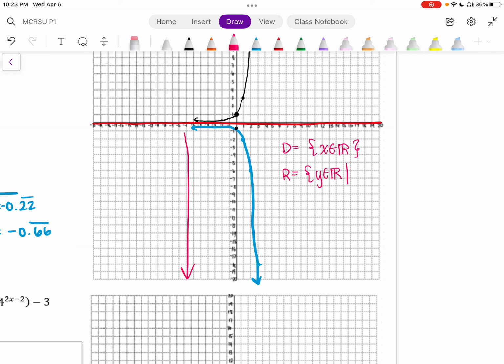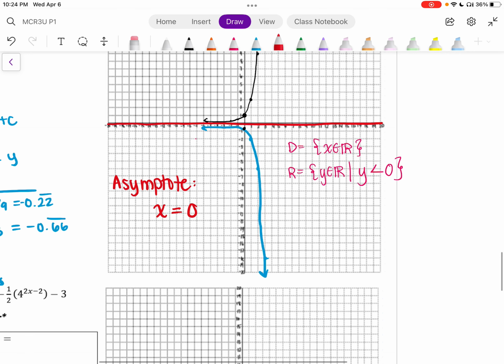right? So that means that y is always going to be less than 0, because it can't ever touch 0. 0 is the asymptote. So the new asymptote, or the same asymptote, is x equals 0, right? It'll never touch it, but it'll get very, very close. So y is less than 0, because it's not going to be greater than 0.